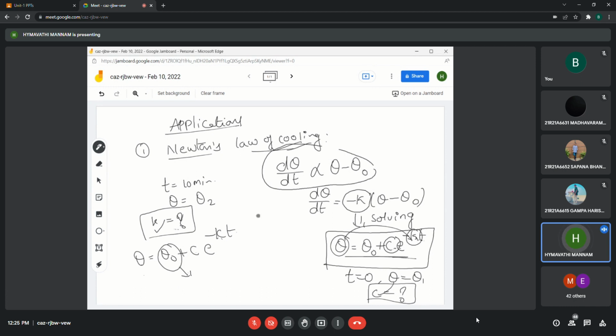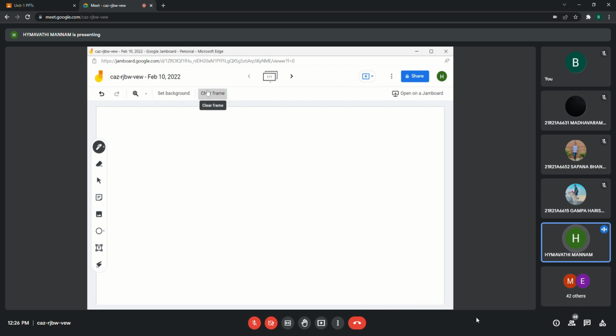After that we will get theta. If they give the time, you have to find theta. If they give theta, you can find the time. So this is Newton's law of cooling. And next is the law of natural growth or decay.